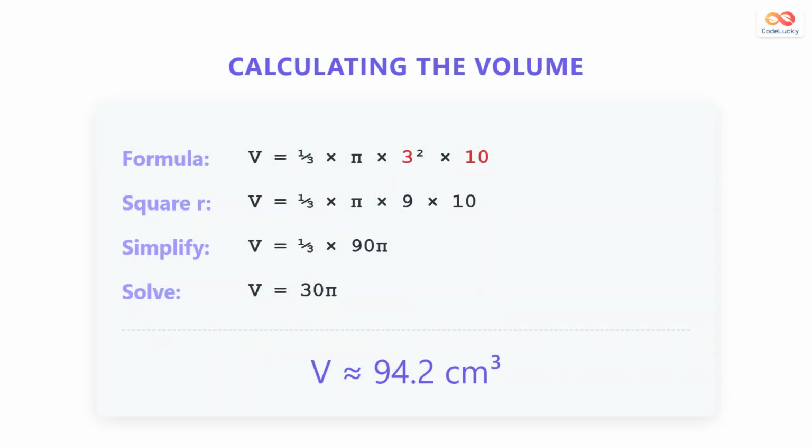We plug these numbers into our formula. First, we square the radius. 3 squared is 9. Now we multiply 9 by the height of 10, which gives us 90. We are left with 1/3 of 90 pi. 1/3 of 90 is 30. So, the exact answer is 30 pi, which is approximately 94.2 cubic centimeters.